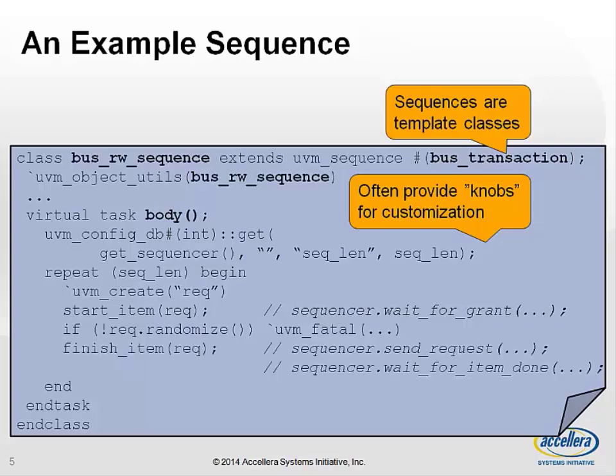And what the finish method does is really just give the sequence item, the request, to the sequencer, and then the sequencer is going to pass it on to the driver or what have you, and it's going to wait for that transaction to be finished.